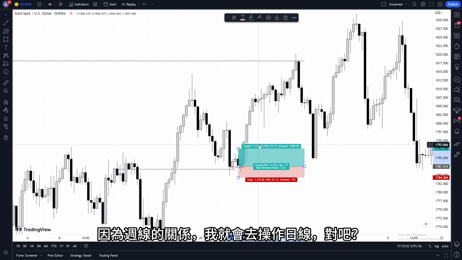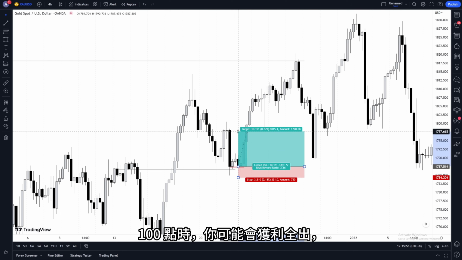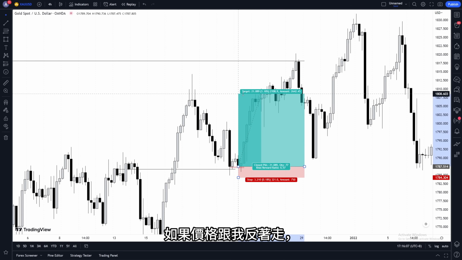Okay, and of course, because of the weekly, I will play the dailies, correct? It's very high frequency. So around 50 pips, you go break even, 100 pips, you may take all of your profits, and you're done for the day. One trade a day, one trade per setup. If they give you a setup, okay, you're done, that's it, right? What do I do? How do I plan my trade if price turns against me or something like that?